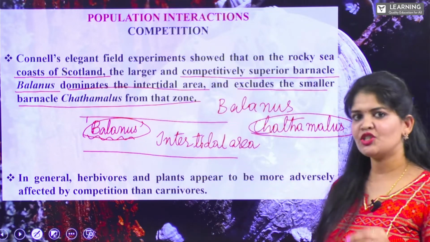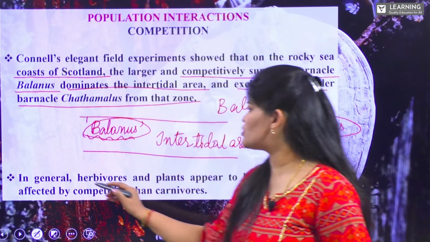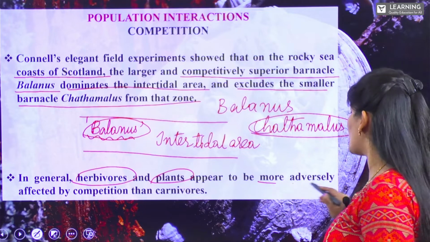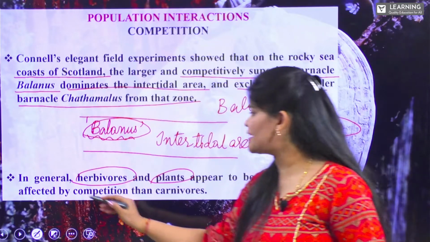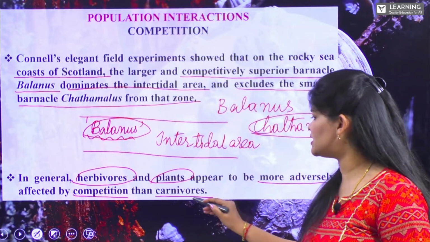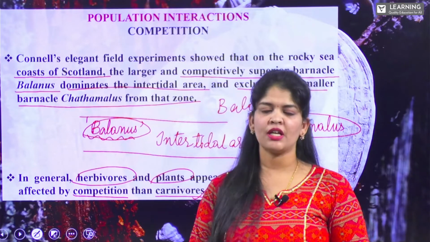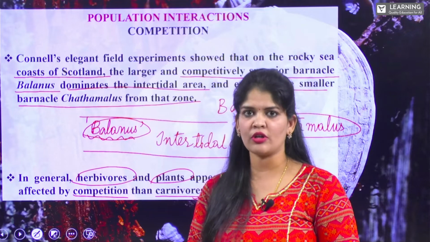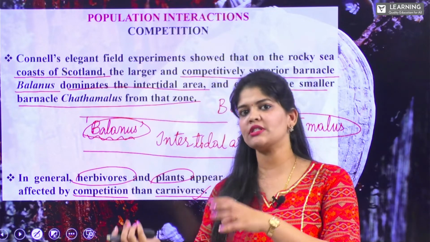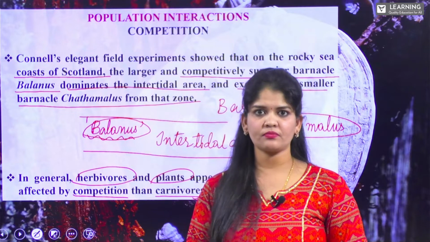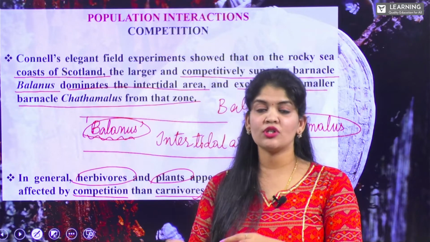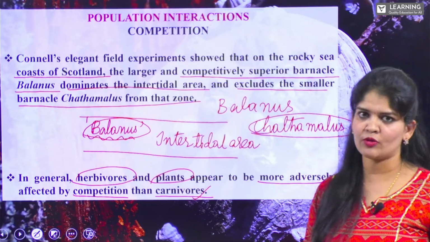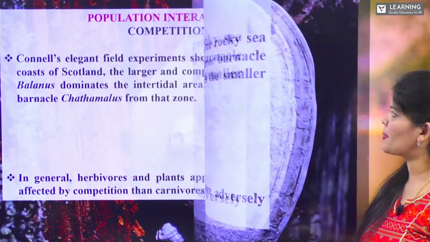Now, in general, we know that herbivores and plants appear to be more adversely affected by competition when compared to carnivores, because the numbers of plants and herbivores are larger. Therefore, more herbivores will feed on the plants than carnivores feeding on the herbivores. So the ones adversely affected are always herbivores when compared to carnivores.